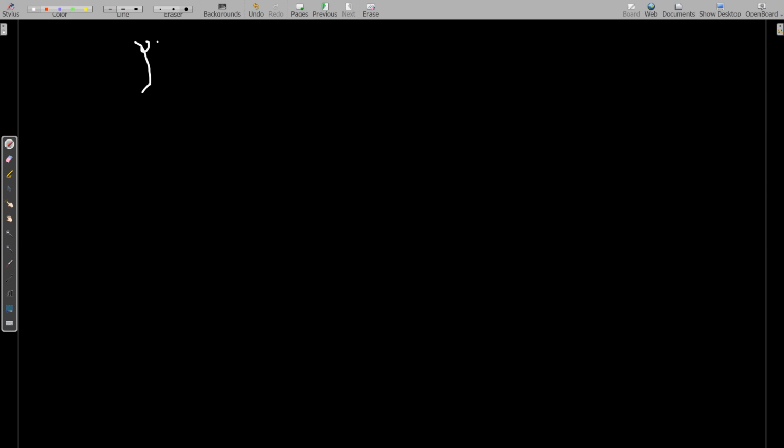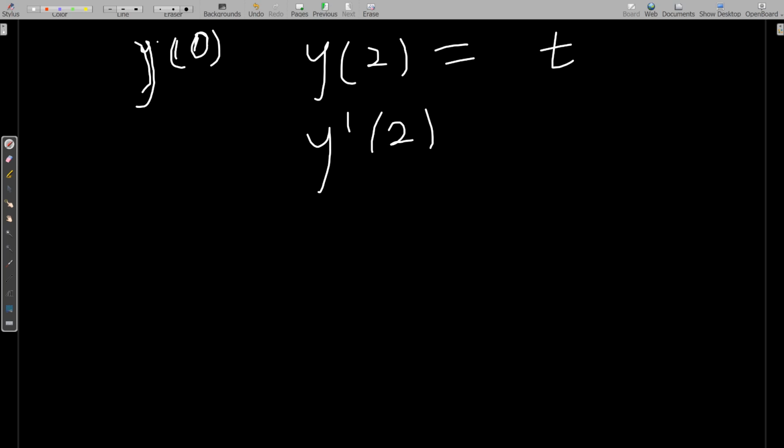And I said that when you have your conditions evaluated at the same point, let's say y of 0 equals something, or let's say y of 2 equals t, and if you have y prime of 2 equals t squared, then this means that this is an initial value problem, because these two are evaluated at the same point of x.